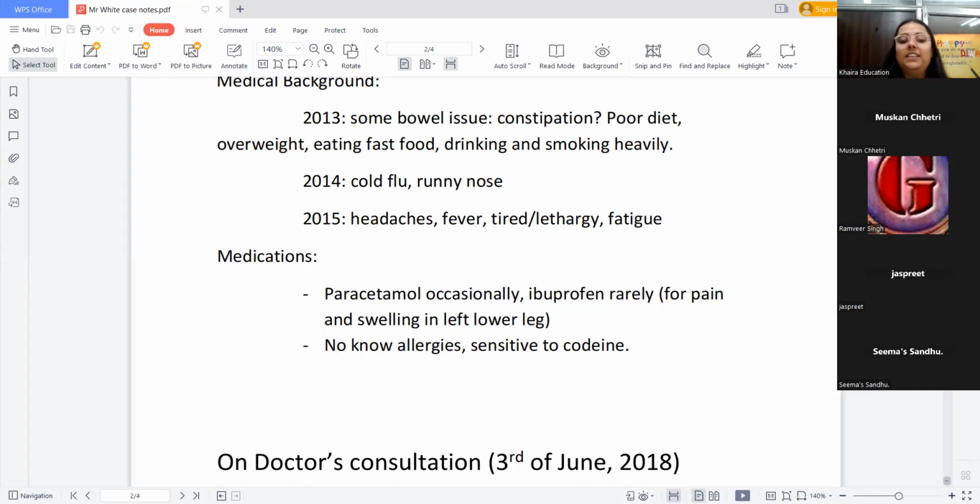And why does he take it? For pain and swelling in his left lower leg. Probably he has some problem there. He does not have any known allergies. This no known allergies can be written in your case notes. Yeah, this no known allergies can sometimes be written in your case notes as NKA. So be very careful about that. And he has sensitivity to codeine.